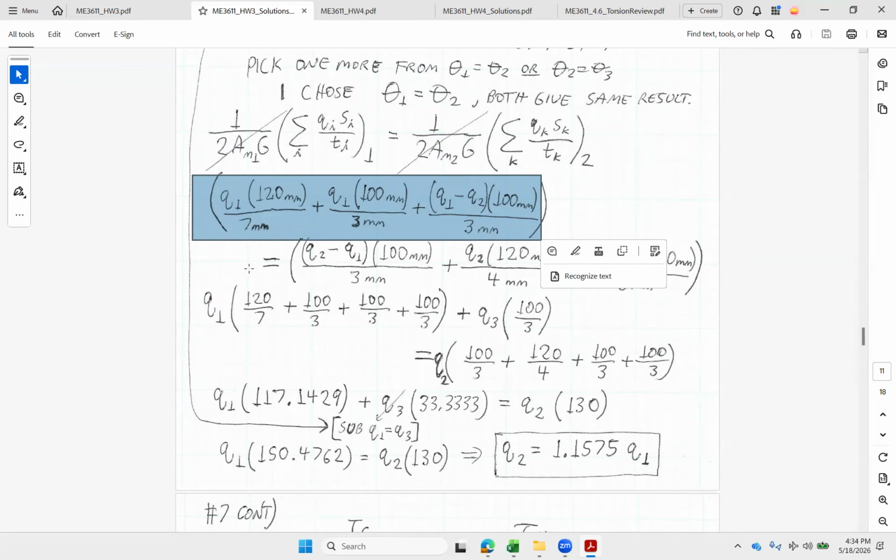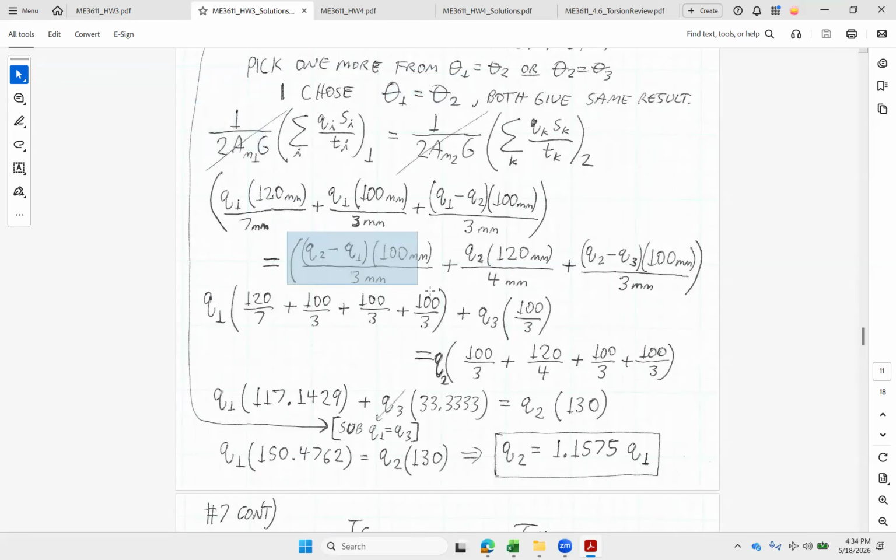There it is for number 1. And then for number 2, I've got 2 webs. So I've got this one and this one working with 2 minus 1 and 2 minus 3. And then I've got the bottom this time, 120 going across there, only Q2, and then a thickness of 4. And by the time we get all the rearranging and substitute in 1 equals 3, I get a ratio between 2 and 1 right there. So Q2 is a little bit bigger than Q1.